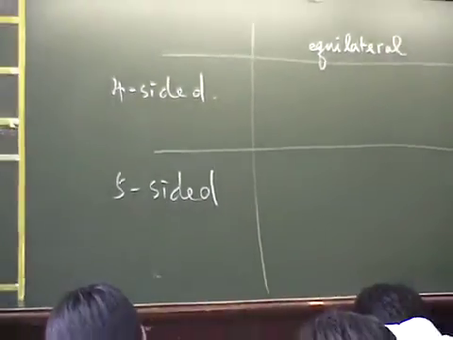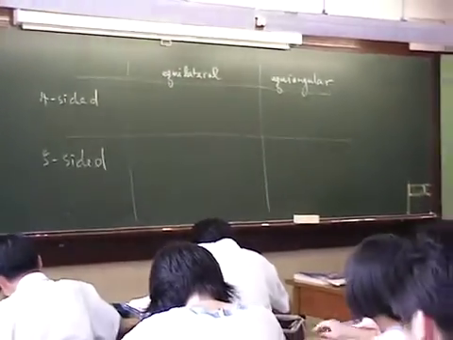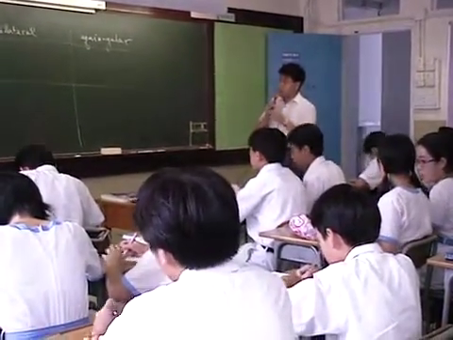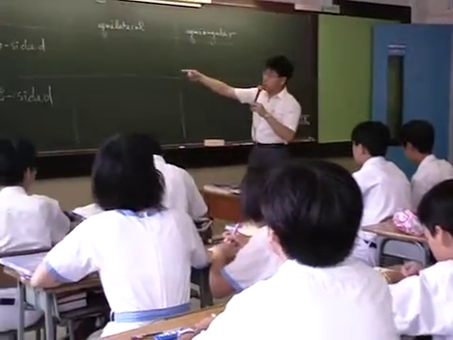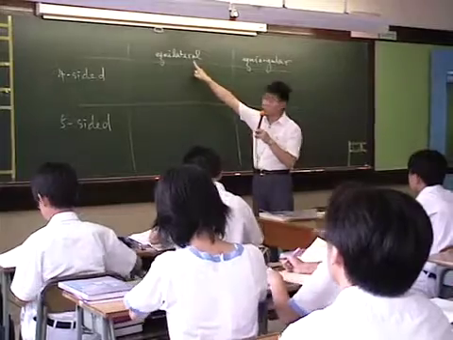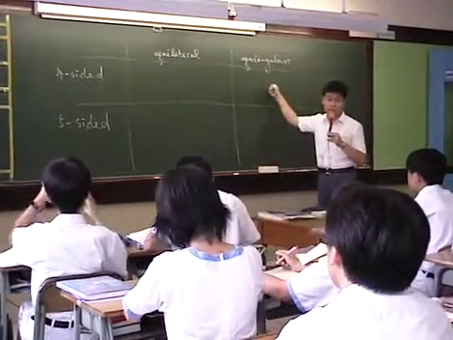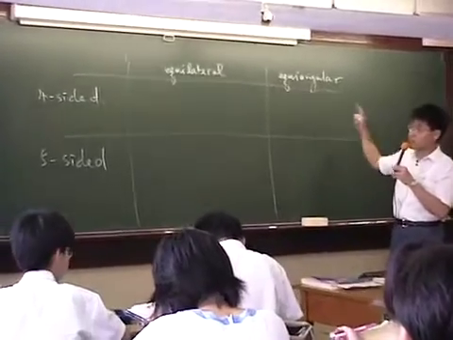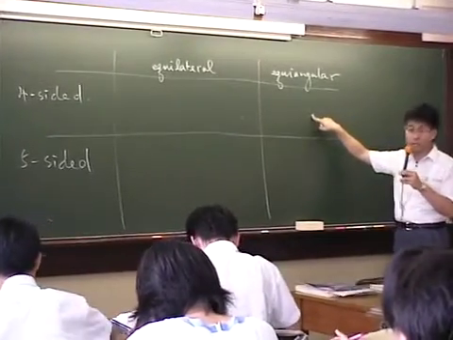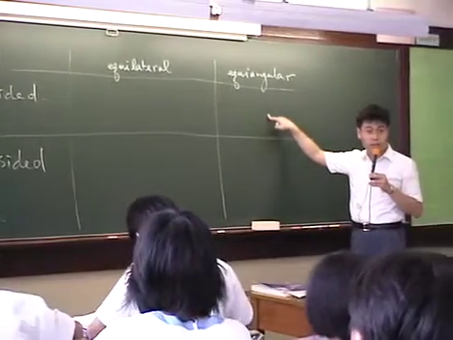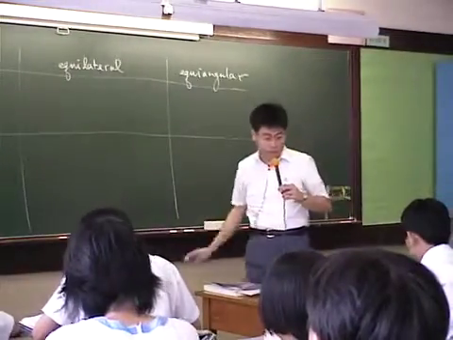Okay, have you finished? Try to look at the board. I want you to draw a four-sided polygon. It is equilateral, but it is not equiangular. Understand? And also, another four-sided polygon. It is equiangular, but it is not equilateral. Got the point? Will someone come out and draw?